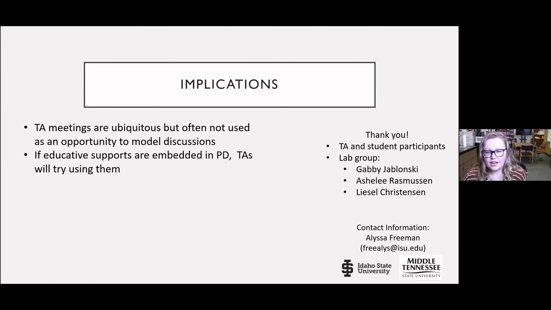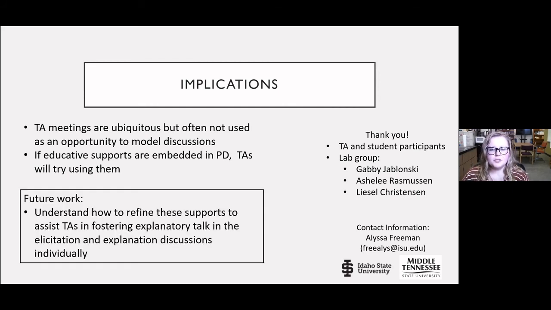And so they can get help anticipating what students might contribute. And although they may use them less over time, some like Kay will continue to use the ones that they find useful. And this work is giving us insights into how TAs use these supports and how that can relate to eliciting explanatory talk. And so further research is needed to understand how to refine these supports for TAs so they could foster explanatory talk in elicitation and explanation discussions individually.